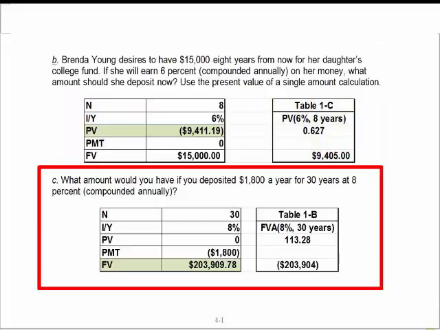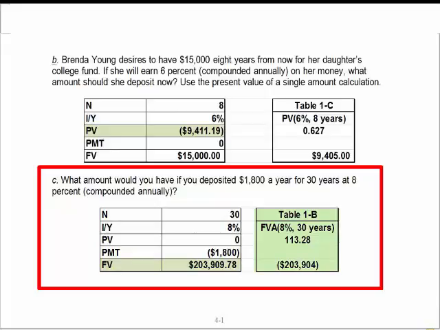In part C, what amount would you have if you deposited $1,800 a year for 30 years at 8%? N is 30, IY is 8, present value is 0. It doesn't say that you have any money right now. The deposit is an outflow, $1,800, 203,909.78. Using table 1B, future value of an annuity, 8%, 30 years.